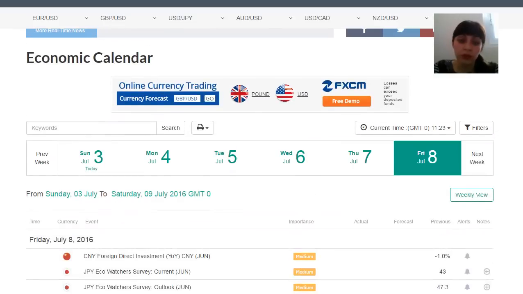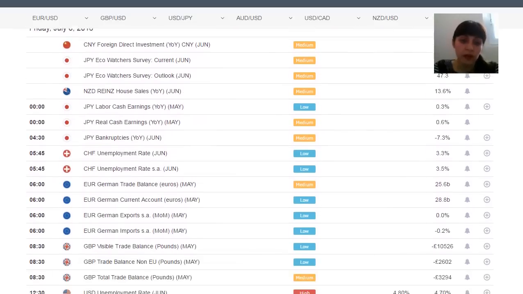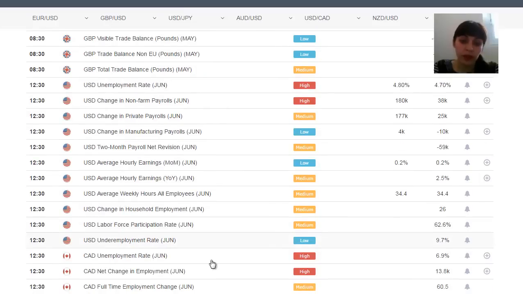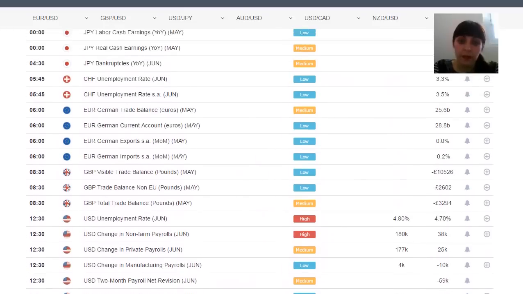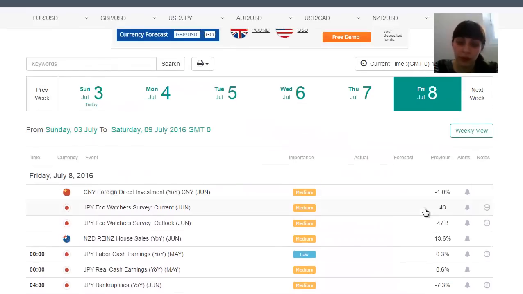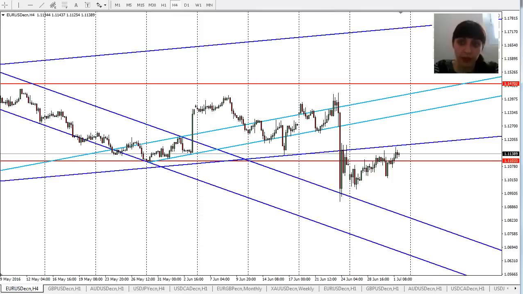and of course on Friday the most important news again is non-farm. I have a little bit for pound, medium, but of course the American one is unemployment rate, non-farm payrolls, and also for Canadian you can see is unemployment rate too. So Friday is another important day, and we'll see what's going to happen. So now we know the major news for this week.